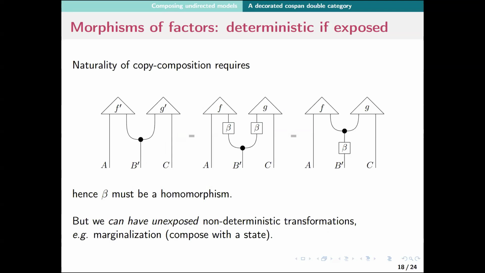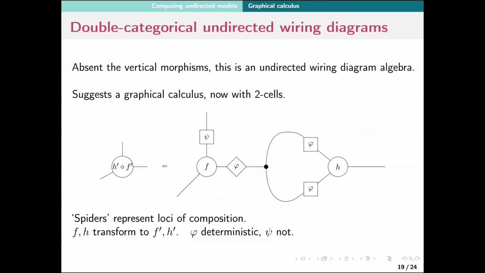So that's easy. But the nice fact of this double category is that we can have non-deterministic transformations on the unexposed interfaces. So you can do things like marginalization, which is something that you often want. You don't necessarily want to keep all of the things around, and that would be just put a state on your hidden part.